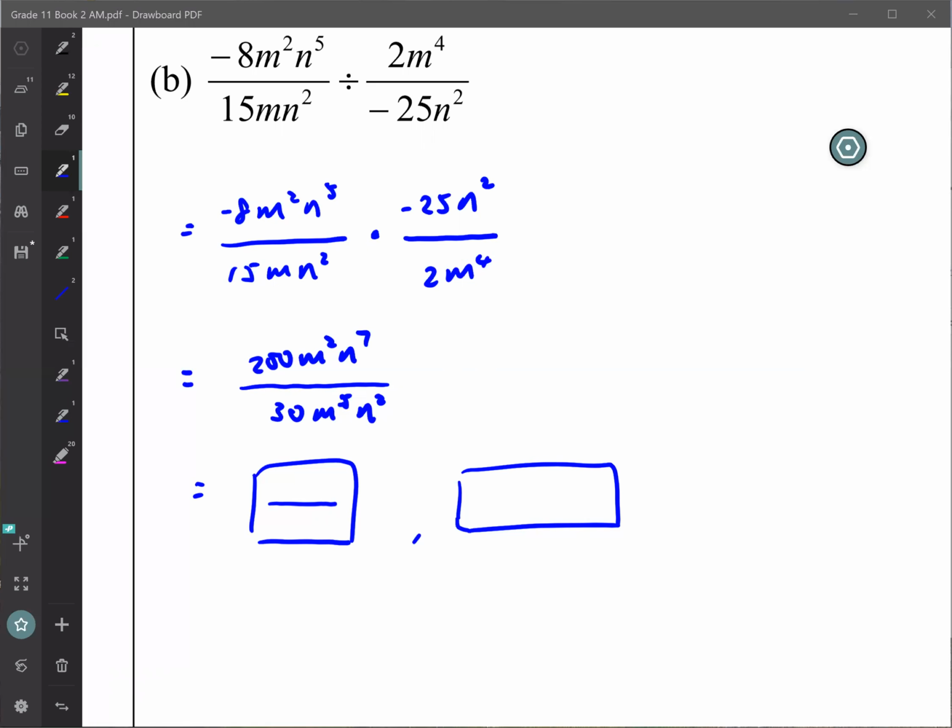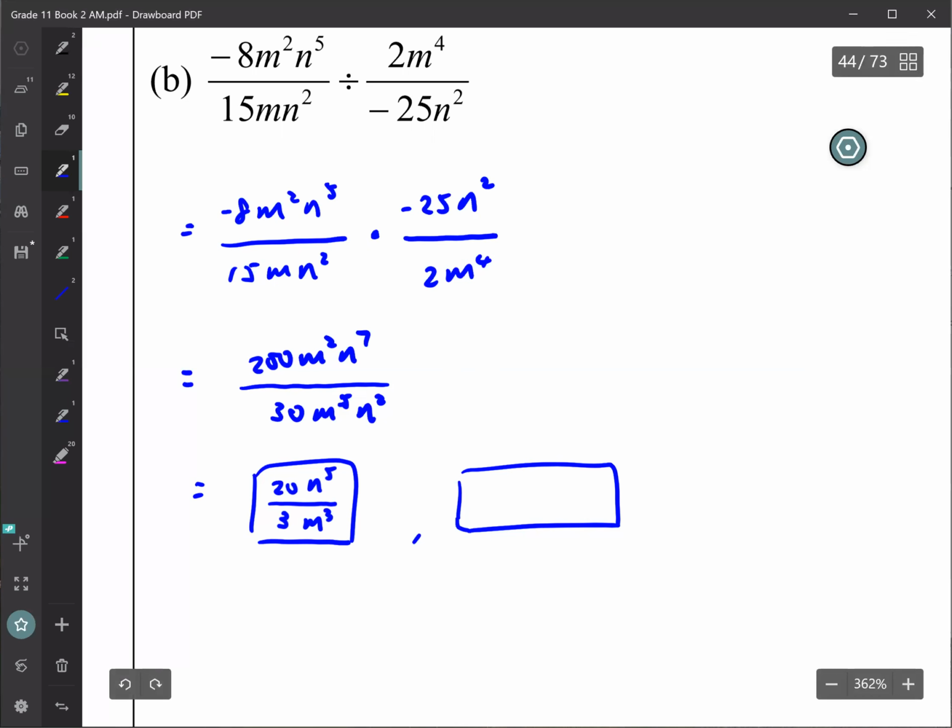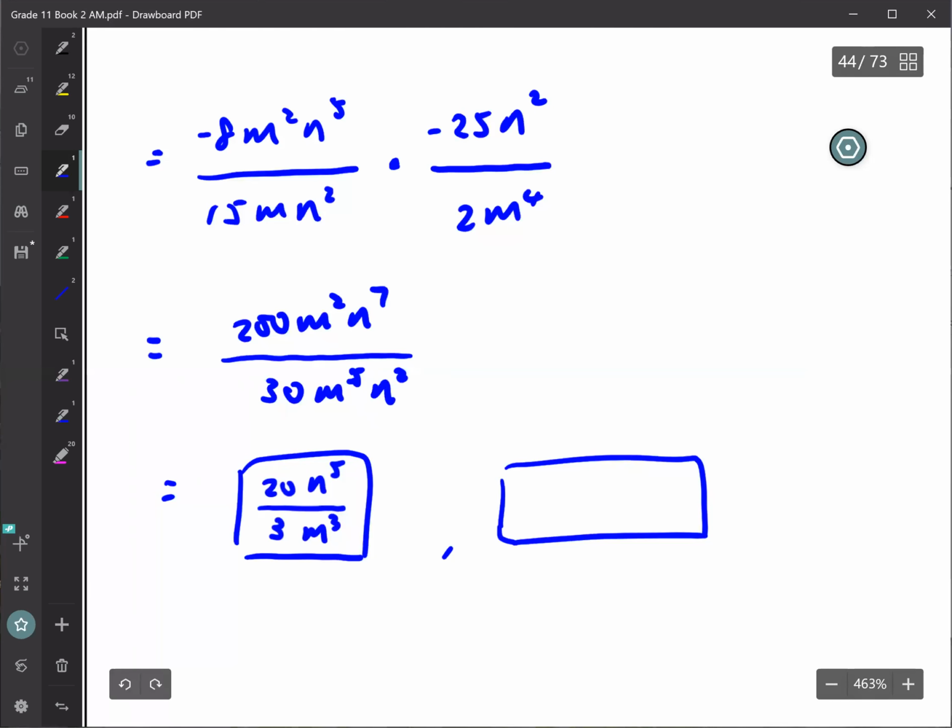Okay, Aaron, what do you have? n to the power of 5 over 3 m to the power of 3, so power cubed. Okay, yeah, looks good. So into either numerator or denominator, right? You just compare which side has more.